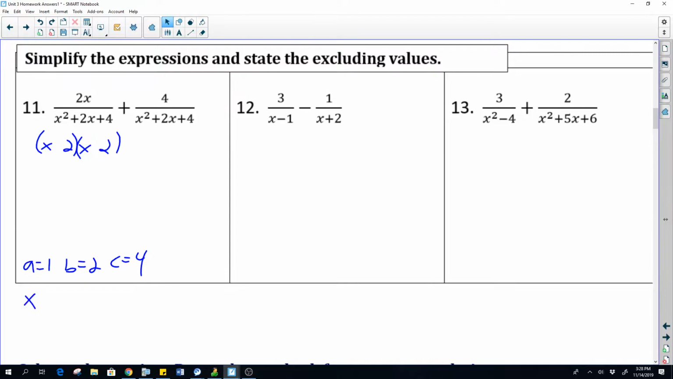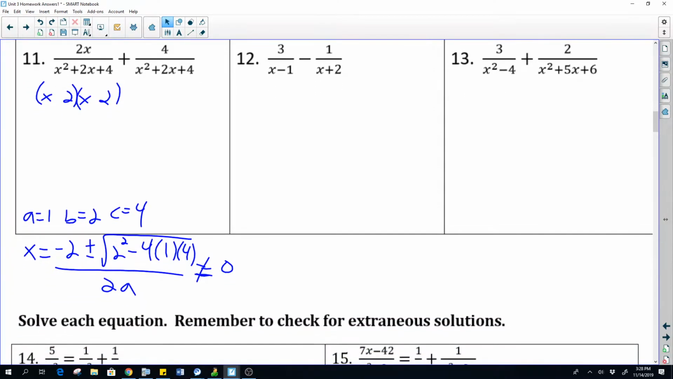Okay, so then x equals negative b, negative 2, plus or minus the square root of b squared minus 4ac, 2 squared minus 4ac, all over 2a. Let's just see where this is going to equal 0 or not equal 0. In our case, exclusions. So 2 squared is 4, minus 4 times the positive 4, which is negative 16. That's going to be negative 12. And then a was supposed to be 1.